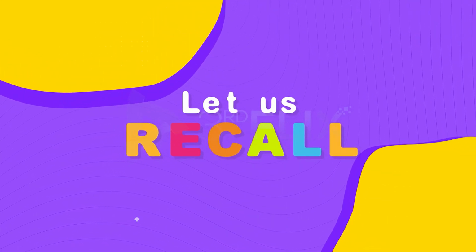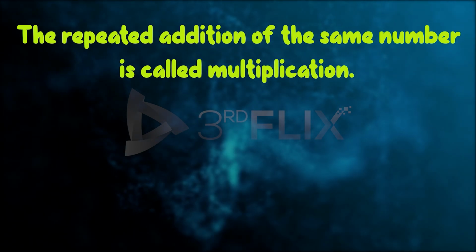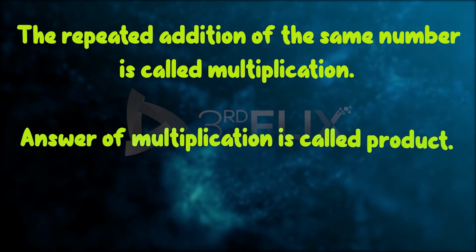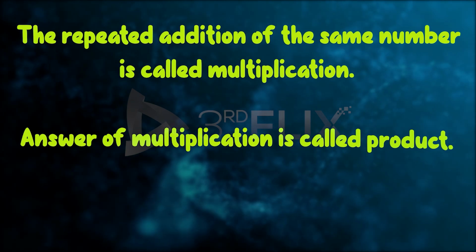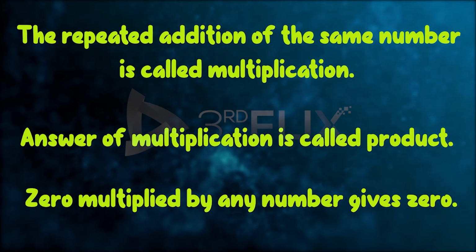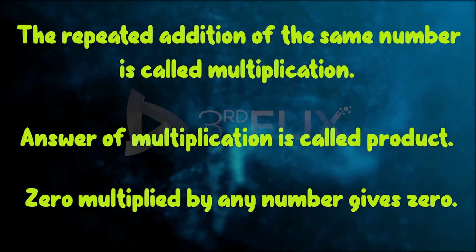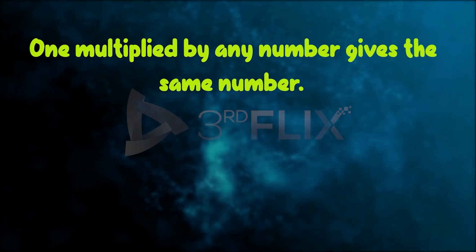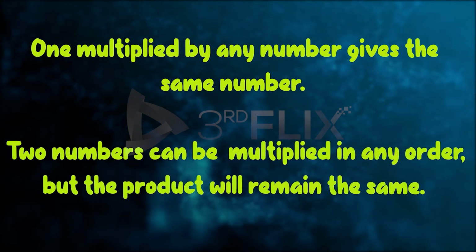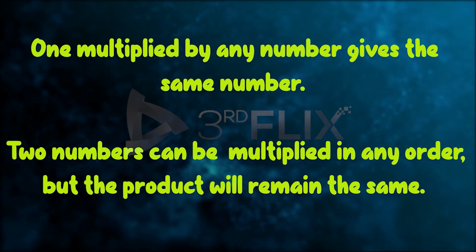Let us recall. The repeated addition of the same number is called multiplication. Answer of multiplication is called product. 0 multiplied by any number gives 0. 1 multiplied by any number gives the same number. Two numbers can be multiplied in any order, but the product will remain the same.